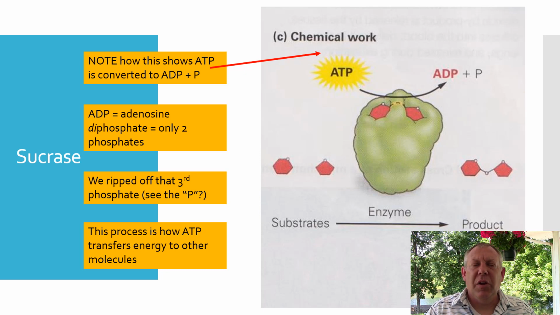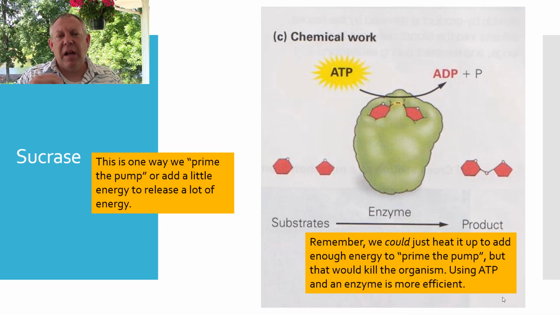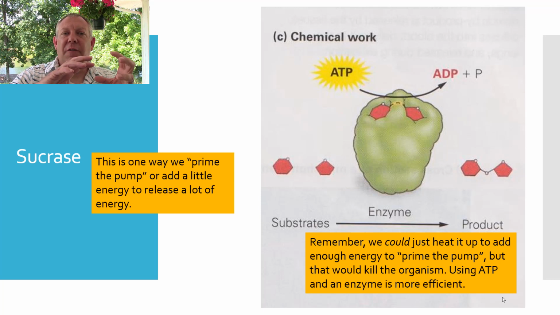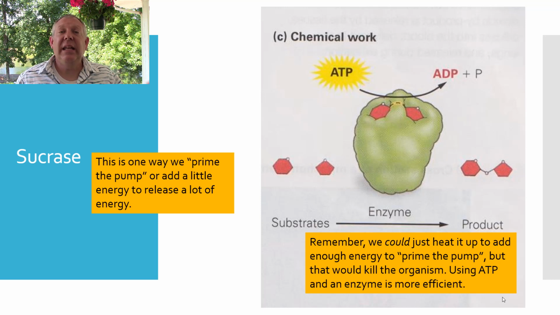Okay, so remember when we talked about enzyme kinetics, we said we need to prime the pump. We need to add a little energy in order to release a lot of energy. And so this is an example of how we do that. We add a little bit of energy from that ATP, but it's used in a very efficient manner. It's used to change the shape of this enzyme, which breaks that bond. Again, we could add a lot of energy and heat it up, and that would break the sucrose bond. That's not going to work in living things, right? That would kill the organism.